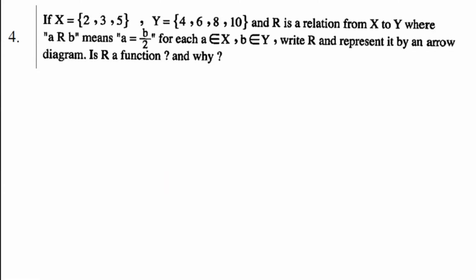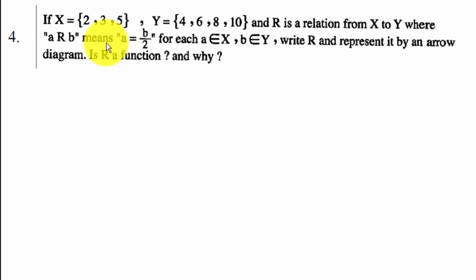Next, the relation: x equals the set of 2, 3, 5 and y equals the set of 4, 6, 8, 10, and R is a relation from x to y, where a R b means what, guys? It means a equals b divided by 2. So the element of x is the quotient of b, the element of y, divided by 2. Now for each a an element of x and b an element of y, write R and represent it by an arrow diagram. Is R a function from x to y?